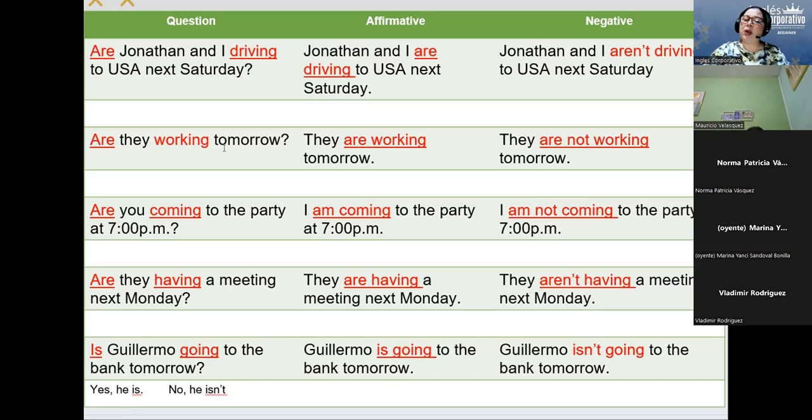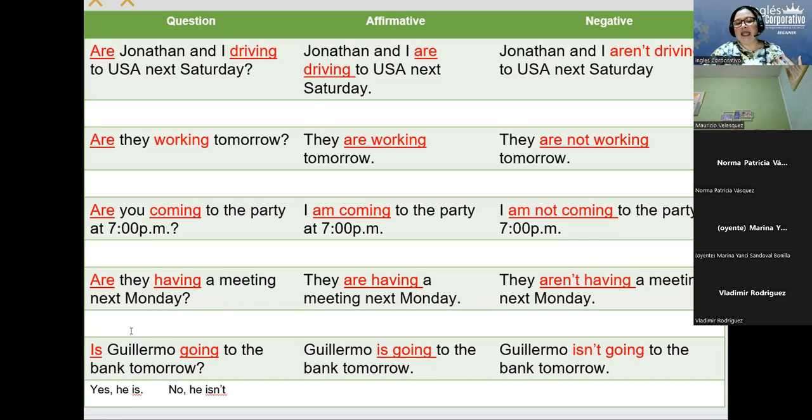Here we've got the question. Are they working tomorrow? They are working tomorrow. They are not working tomorrow. Are you coming to the party at 7 p.m.? I am coming to the party at 7 p.m. I'm not coming to the party at 7 p.m. Are they having a meeting next Monday? They are having a meeting next Monday. They aren't having a meeting next Monday.